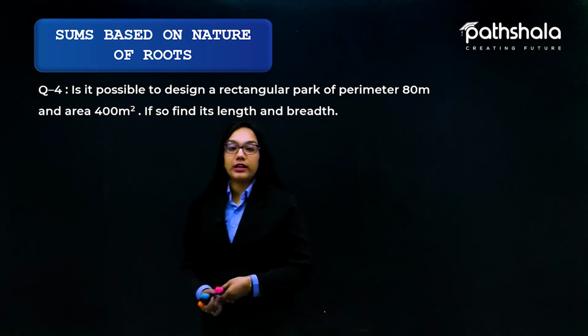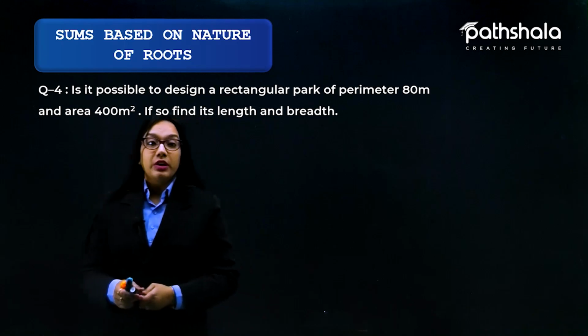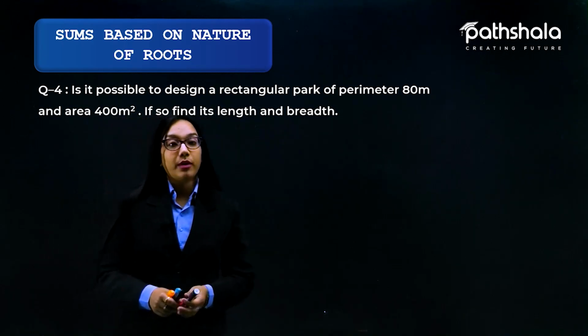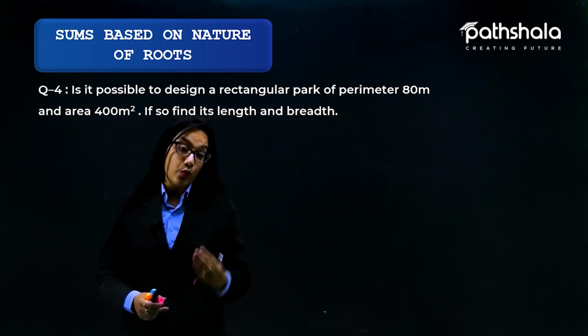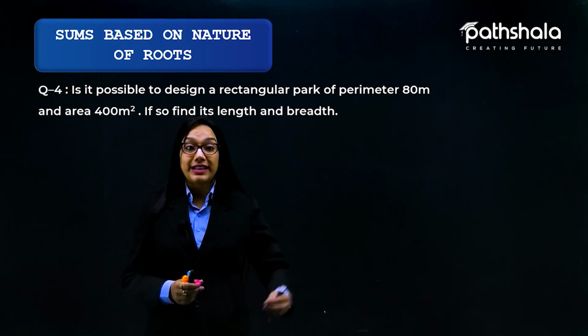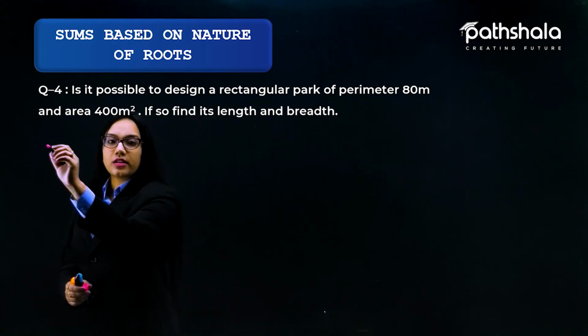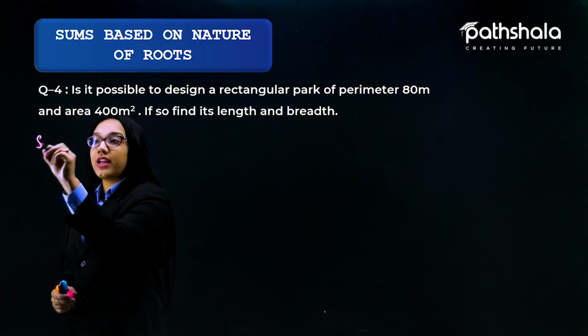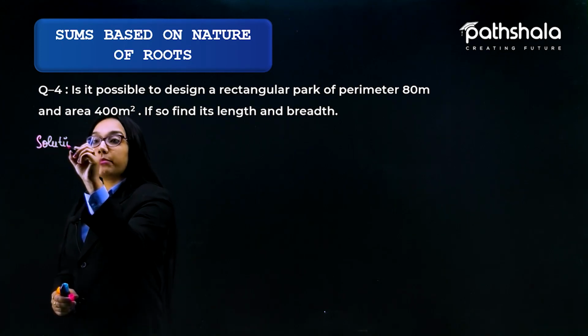So first of all, it is given to us that the perimeter of the rectangular park is 80 meters and its area is 400 meters square. So we have to suppose the length and the breadth first. Let's start the solution of this particular question by taking the assumption of the length and breadth.